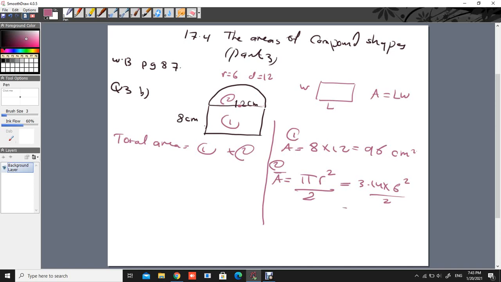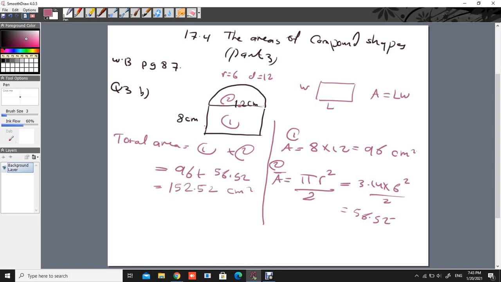So here equals 56.52. Now here the total area for number 1, 96, plus number 2, 56.52 equals, add them together, 152.52 centimeter square. This is for question 3b.